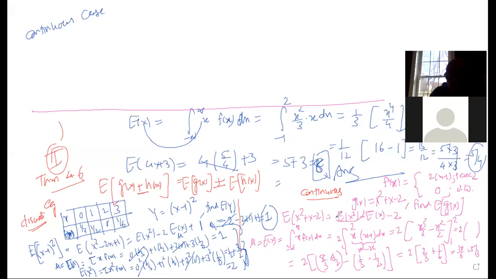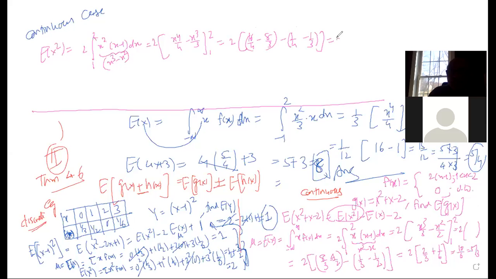So I am now looking for E of x squared. So E of x squared is equal to 2 is out, integration 1 to 2, here it is x squared times x minus 1 dx. And that is equal to 2, and this is nothing but x cubed minus x squared inside the bracket, x to the power 4 by 4 minus x cubed by 3, from 1 to 2, that is equal to 2 times 16 by 4 minus 8 by 3 minus, I would say, 1 by 4 minus 1 by 3.